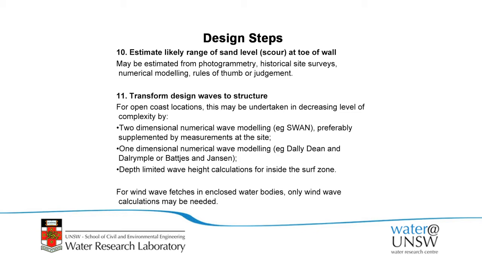There's a few ways you can do it. Photogrammetry is one way, which uses historical aerial photos to look at the change. Historical site surveys, if they exist, but they're actually quite rare. It's rare that people have gone out and surveyed; probably the Gold Coast, some of the beaches of the Gold Coast, is probably the only place that's been done regularly, certainly in Queensland. Numerical modelling, which is computer-based beach erosion models to try and estimate it, or rules of thumb or judgment.